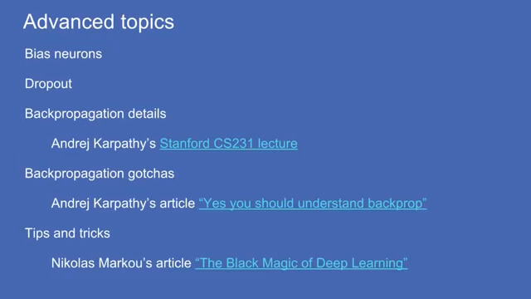You'll want to go and learn about bias neurons. Dropout is a useful training tool. There are several resources available from Andrej Karpathy, who is an expert in neural networks and great at teaching about it. Also, there's a fantastic article called The Black Magic of Deep Learning that just has a bunch of practical, from-the-trenches tips on how to get them working well.